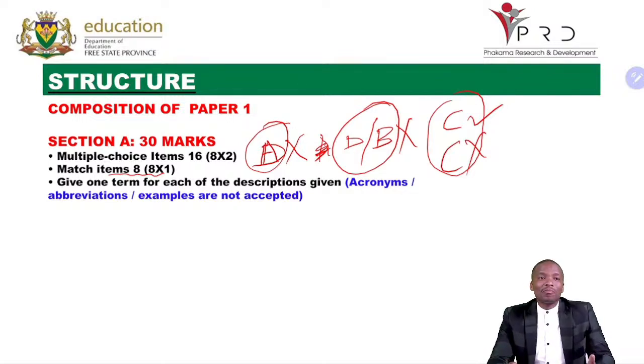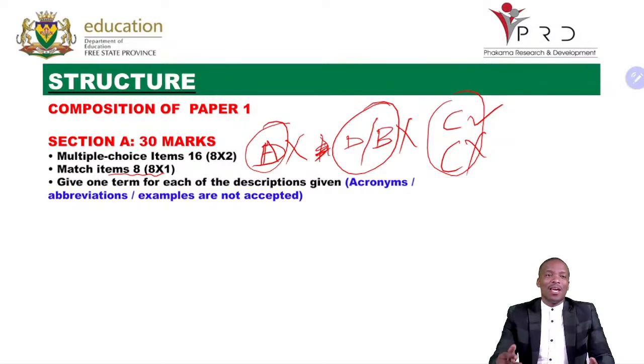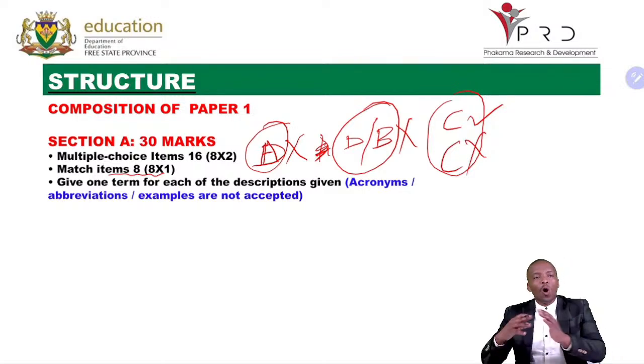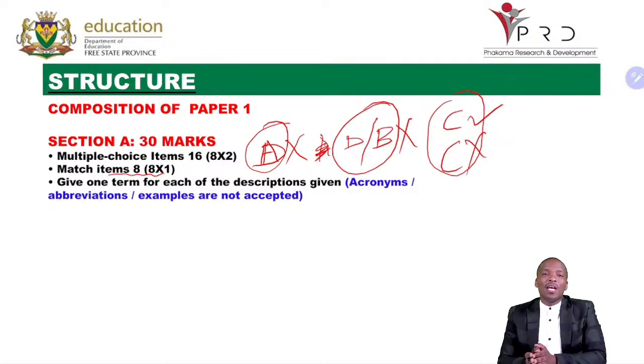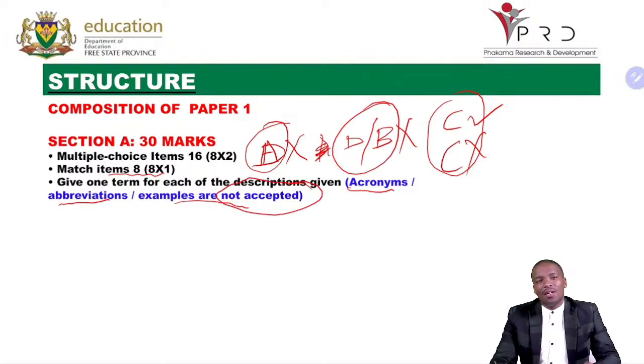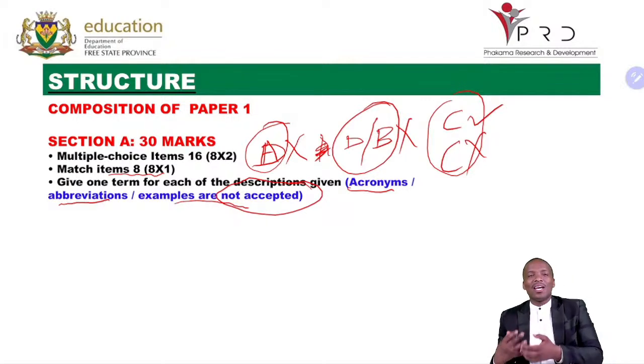Still on section A, again here where we said terminology, terminology, terminology. Economic concepts are very important. Do your own concepts, practice them so that we can get this 6 out of 6 here. Then be careful here, grade 12. We are saying acronyms, abbreviations, and examples will not be accepted. I'll make an example of which that's what most of the candidates do.